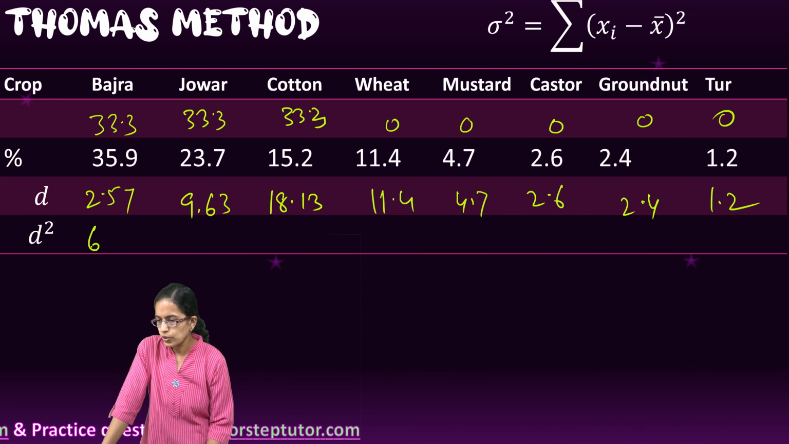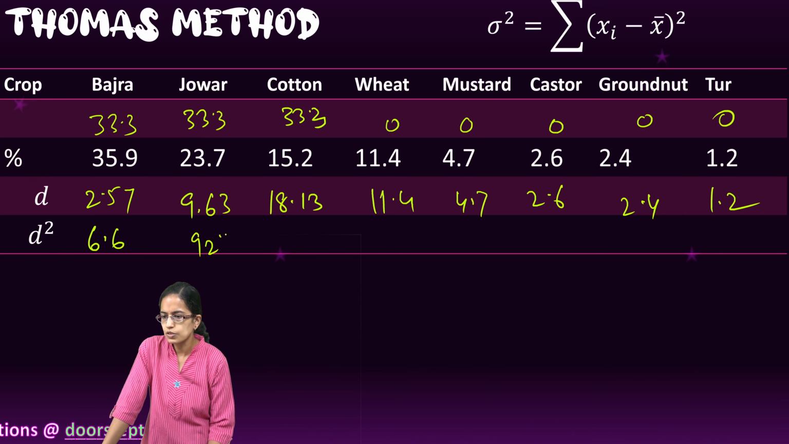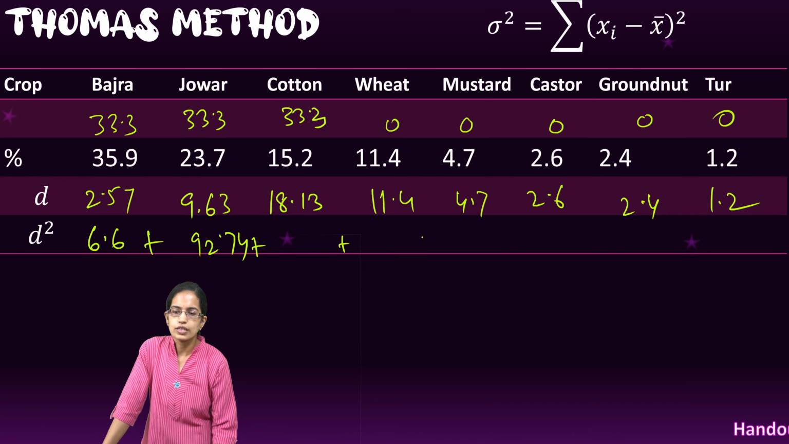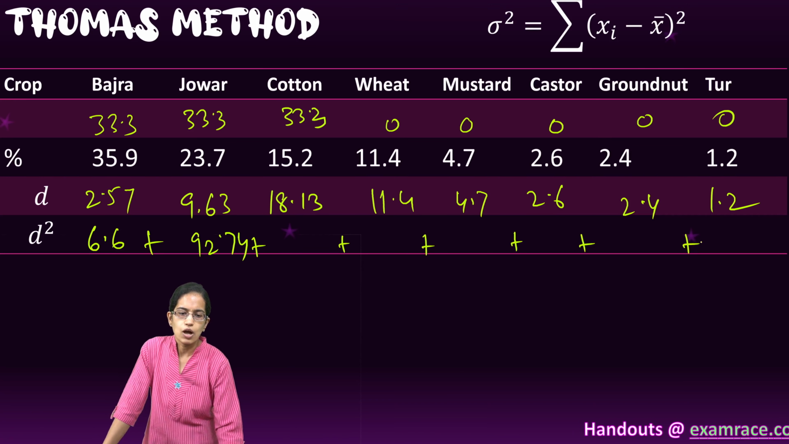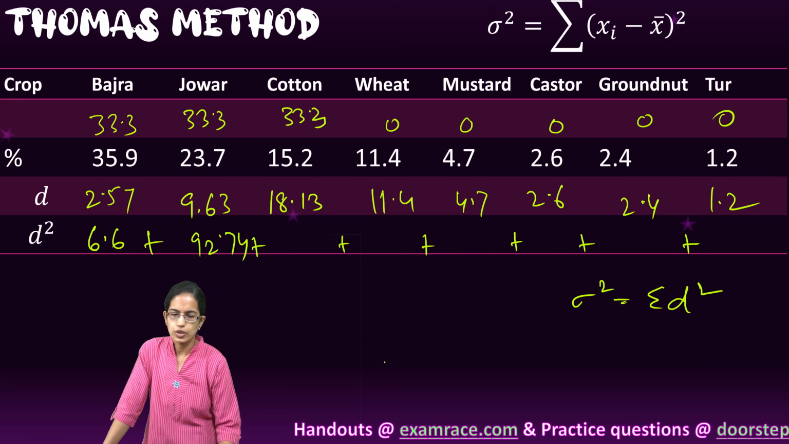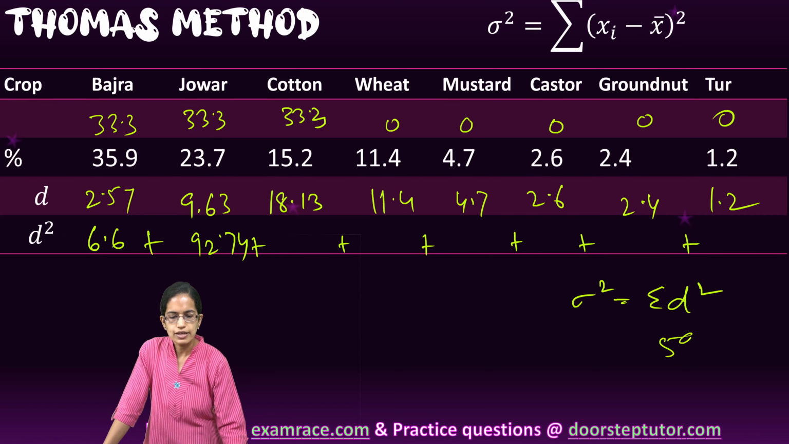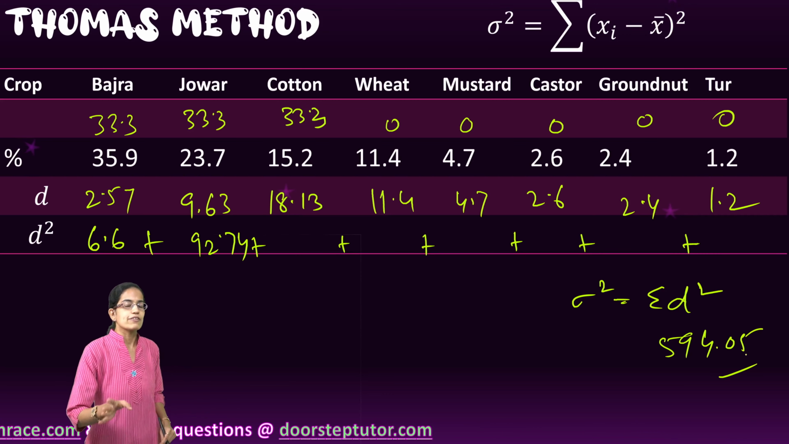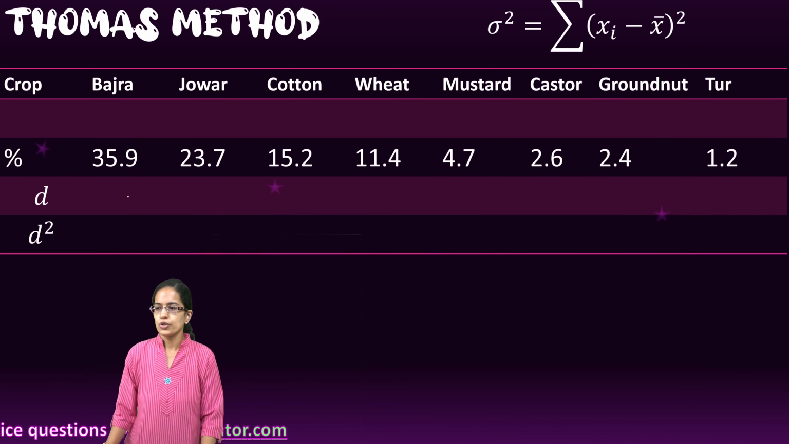Then I take the square of those as 6.6, 92.974 and so on, and I add all the differences which are there. Now when I add the differences, my sigma square is the summation of d square, and this value comes to 594.05. So this is when there were 3 crops. If there were 4 crops, what would I do?